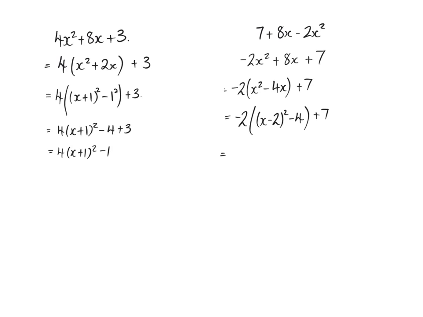Again, then multiply it by the minus 2, you get minus 2 times (x minus 2) squared. And then you get minus 2 times minus 4, which is plus 8, plus 7. So you get minus 2(x minus 2) squared plus 15. Okay, so that's just a wee reminder of completing the square and then moving on to slightly more complex versions that we'll be seeing in Higher.